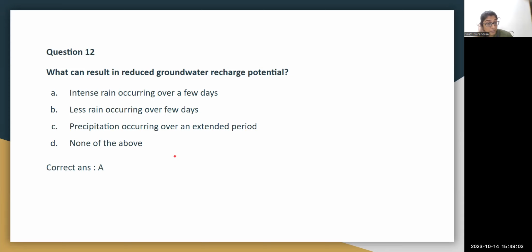So here the answer is option A. Intense rain occurring over a few days is resulting in reduced groundwater recharge potential. This is also one of the serious consequences of climate change. Groundwater depletion. Groundwater resources will not be recharged in an appropriate manner, as a result of which it is going to bring about groundwater stress also.